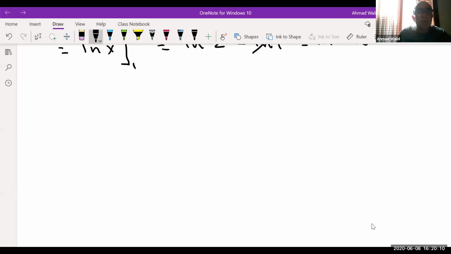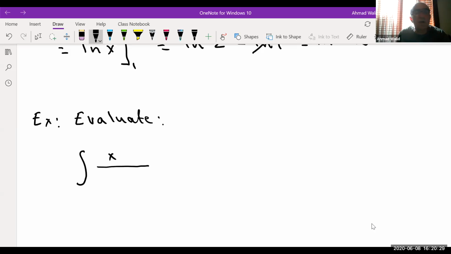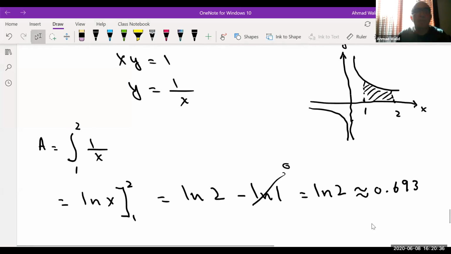Example number 2. Evaluate the integral of x over x squared plus 1 dx. The only thing that I forgot to put in problem number 1, here you have, whenever you have integral, you have to put dx here.